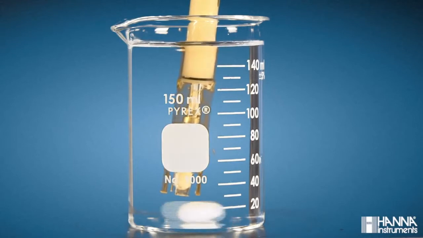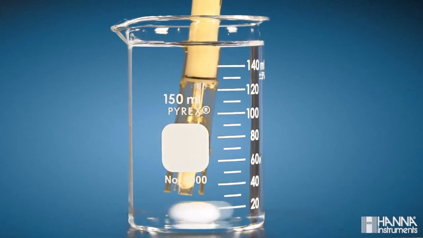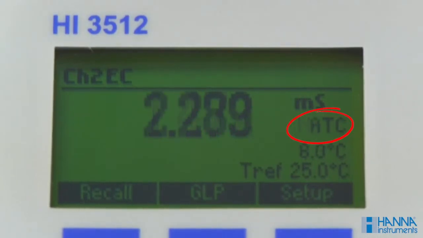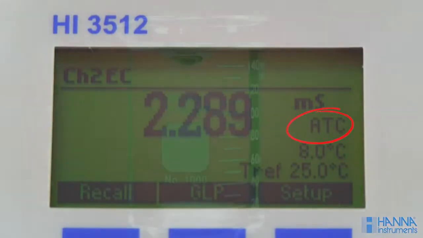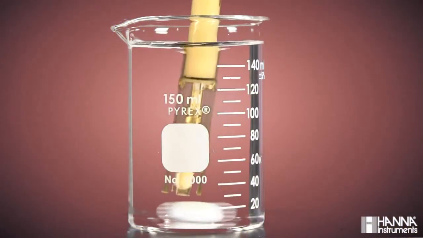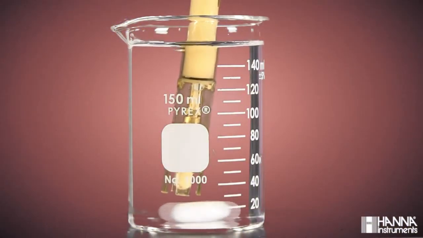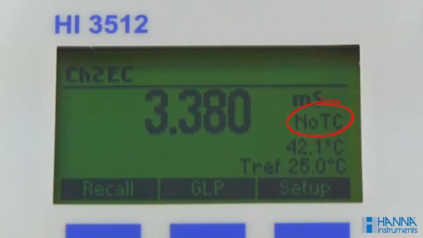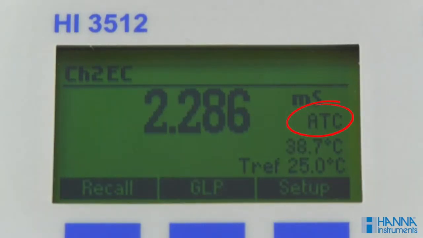Next, we're going to measure the conductivity of the cold sample of salt water with automatic temperature compensation turned on. With the compensation disabled, the conductivity was 1.472 millisiemens per centimeter. Now it's 2.289 millisiemens per centimeter. Finally, we'll measure the conductivity of the hot sample of salt water with the temperature compensation enabled. Last time we measured the sample, it was 3.380 millisiemens per centimeter. Now it's 2.286 millisiemens per centimeter.